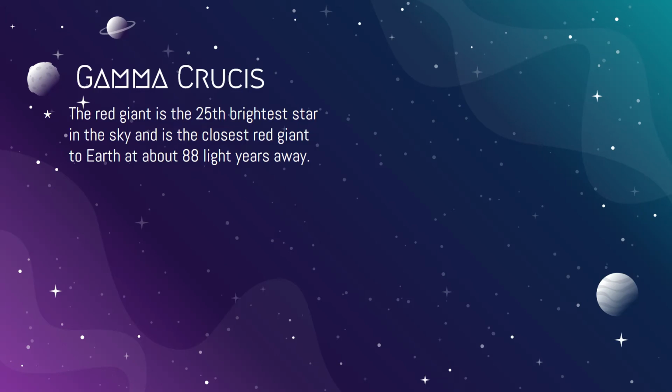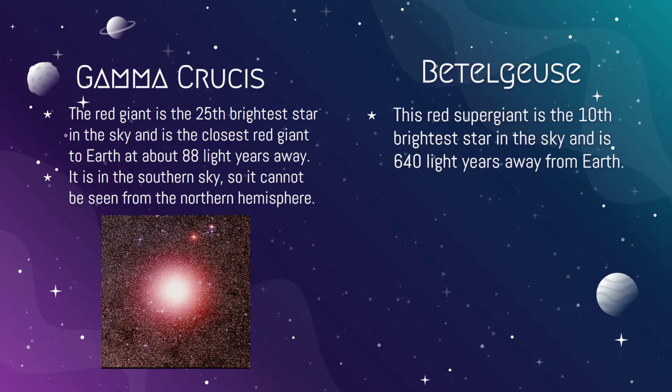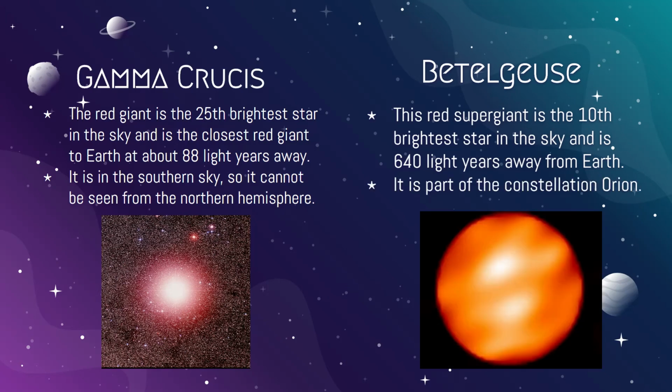Gamma Crucis is a red giant, and it is the 25th brightest star in the sky, and it is the closest red giant to Earth at about 88 light-years away. It is in the southern sky, so it cannot be seen from the northern hemisphere. Betelgeuse is a red supergiant, and it is the 10th brightest star in the sky, and it is 640 light-years away from Earth. It is part of the constellation Orion.